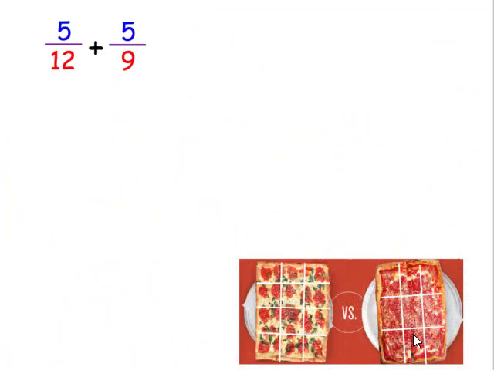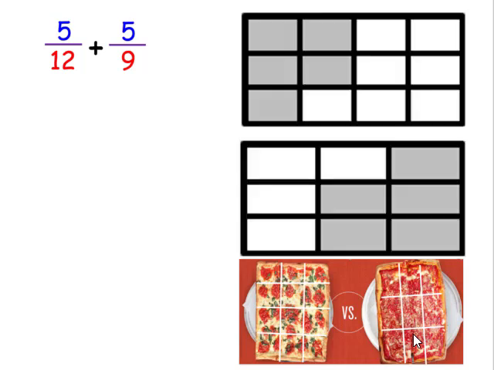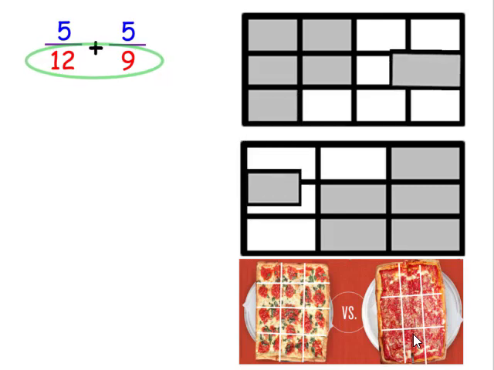If we wanted to add 5/12 plus 5/9, here we have 5/12 shaded, and we also have 5/9 shaded. If I tried to add a larger piece into the smaller pie, we would see it doesn't fit because it's a little too big. If I tried to fit a smaller piece into a larger, it doesn't fit because it's too small. If I try to add 2, now it's too big.